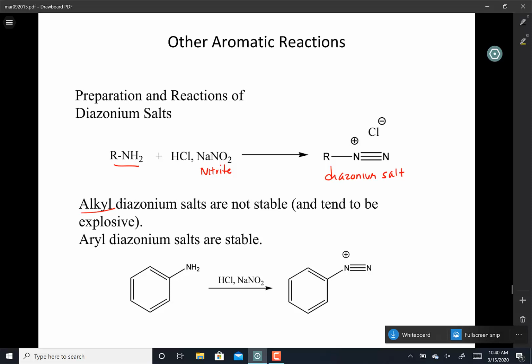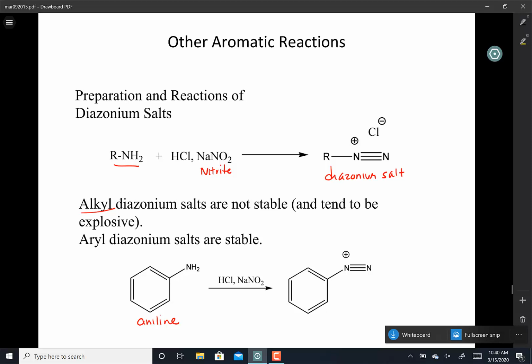So for instance, if you took this aniline, that's the common name of this, and we just learned how to make aniline by nitrating the ring and reducing it with iron or tin and HCl and heat to the amine.